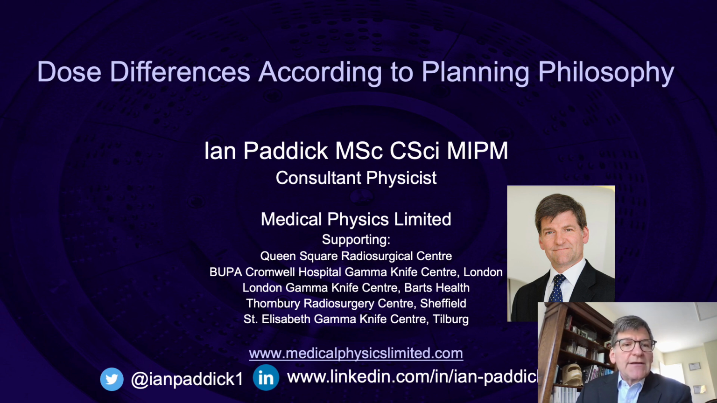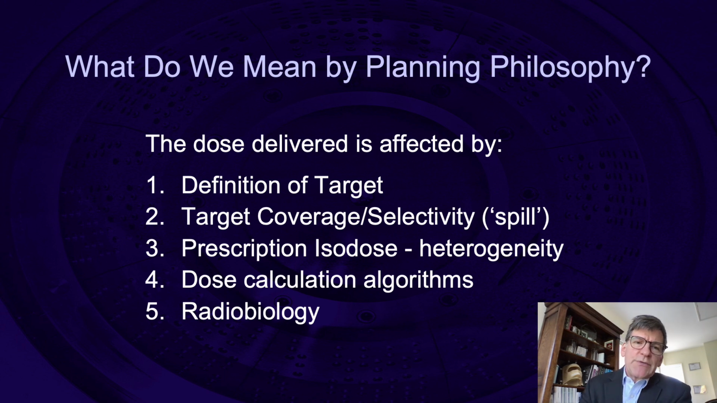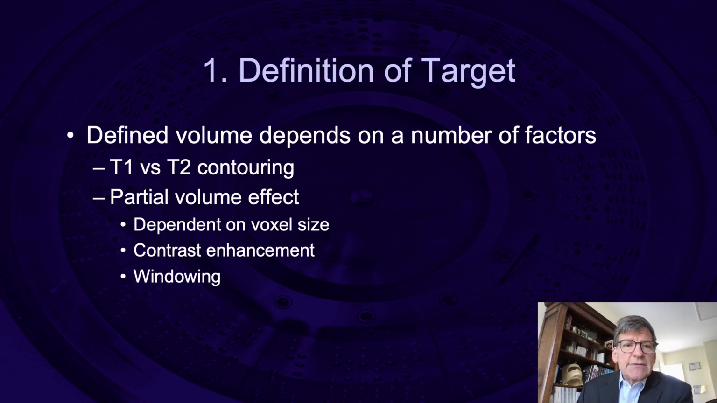So I'd like to talk about dose differences according to planning philosophy today. And what do we mean by that? Well, the dose delivered with SRS is affected by the definition of the target coverage and selectivity, the prescription isodose and heterogeneity within the target, dose calculation algorithms, and radiobiology. So we'll start with definition of the target.